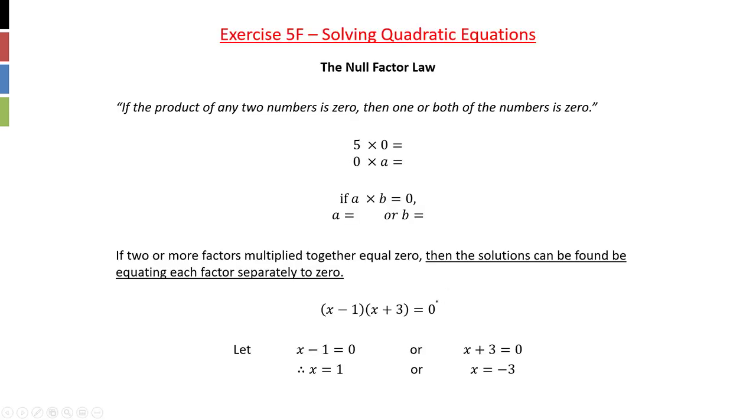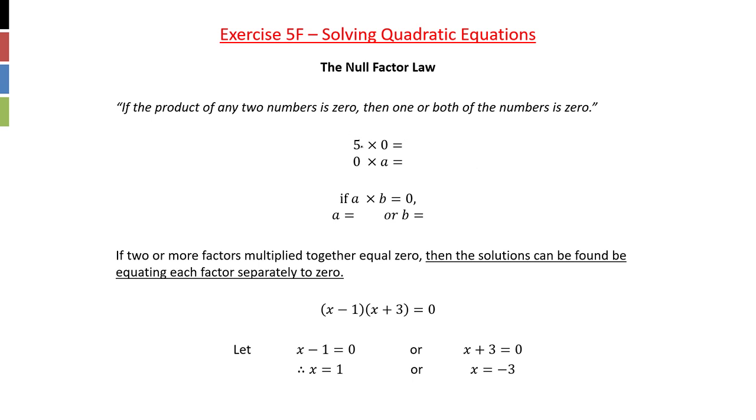Okay, so solving quadratic equations. Now all this factorization is all about getting our quadratic into a form of brackets, and this is why, so we can use the null factor law. So what does the null factor law say? It says if the product of any two numbers is 0, then one or both the numbers is 0. So, okay, well, what does that mean?